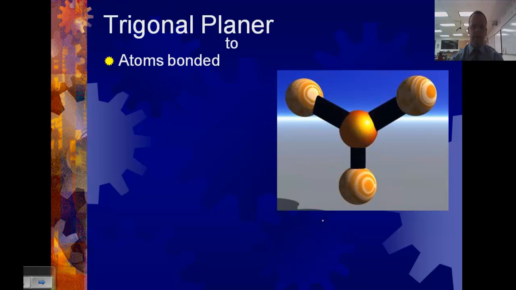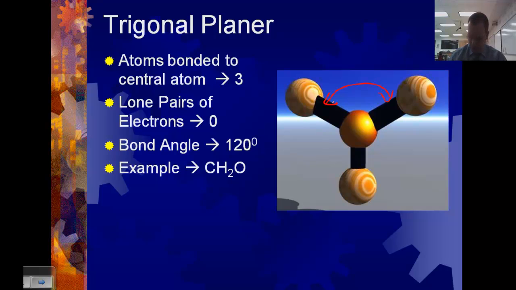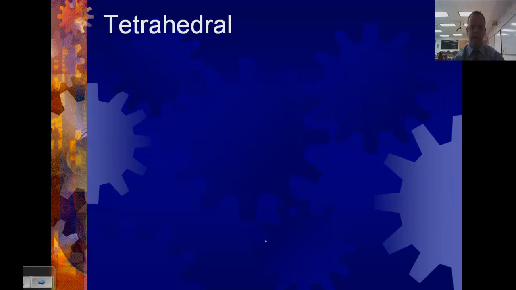The next shape has 3 things bonded to the central atom. This is trigonal planar, all in the same plane. 3 things are bonded to the central atom, once again no lone pairs. We get a bond angle of 120 degrees. These are all on the same plane, with 120 degrees between atoms. Break up a circle into 3 parts and you get 120 degrees. An example of this is CH2O. If I were to draw the dot structure for CH2O, it would look like this. 3 things bonded to carbon, no lone pairs on carbon, and we get that trigonal planar shape. It's all on the same plane. You could lay it flat in your hand.